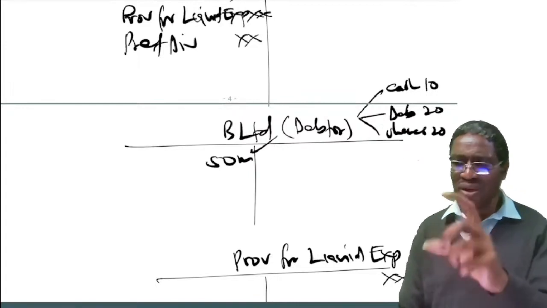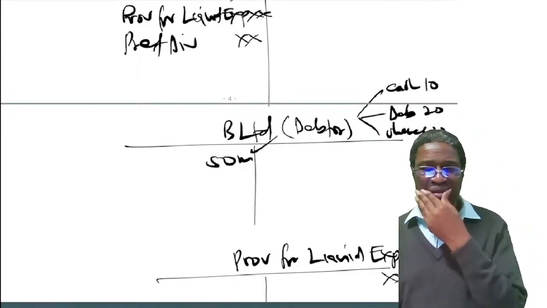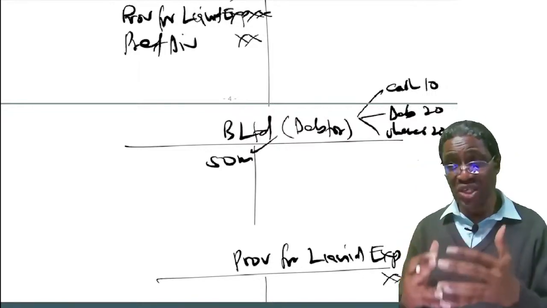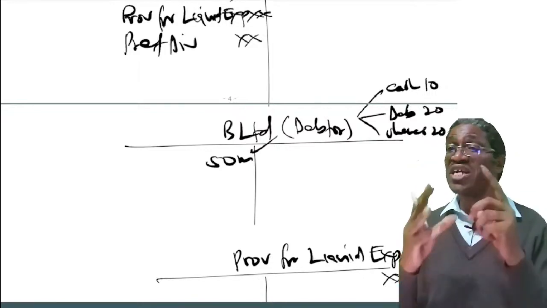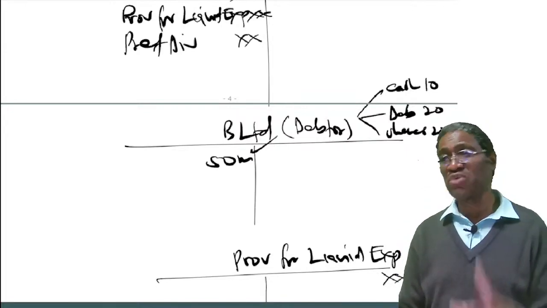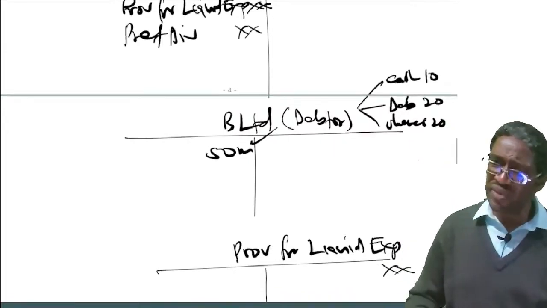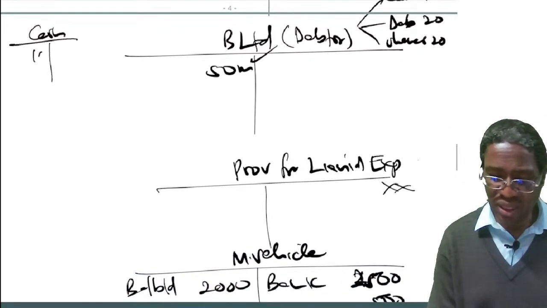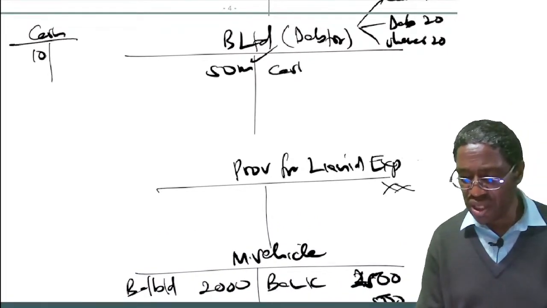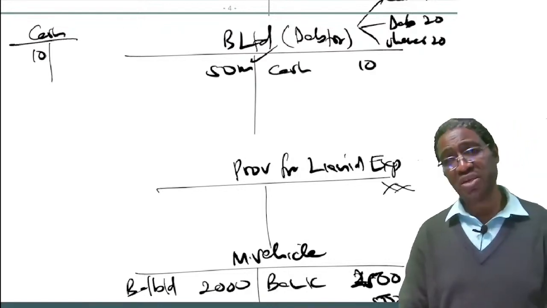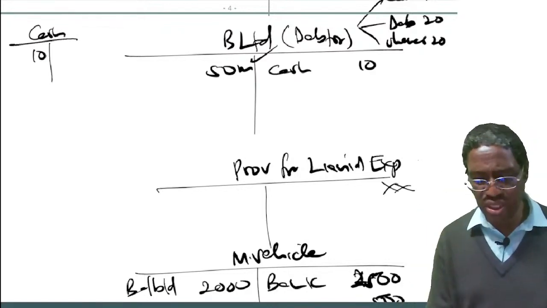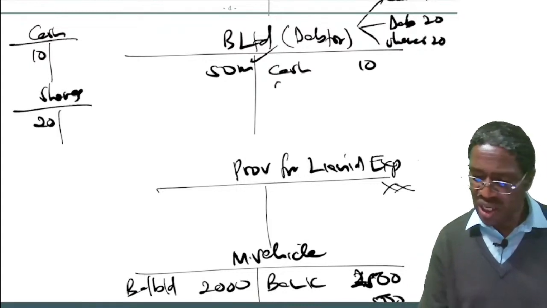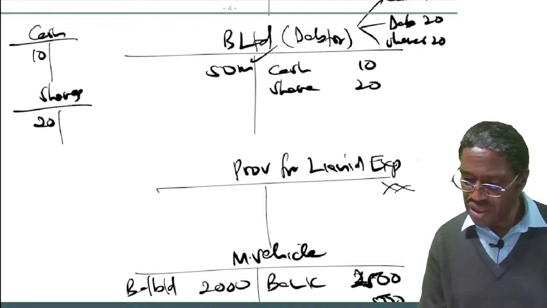So our step number 11 says, with the receipt of the purchase consideration, we are now receiving it from this debtor. If you are receiving cash, you debit cash 10 million and you credit the purchasing company 10 million. If you are receiving shares, you debit shares by 20 million and you credit the purchasing company 20 million.